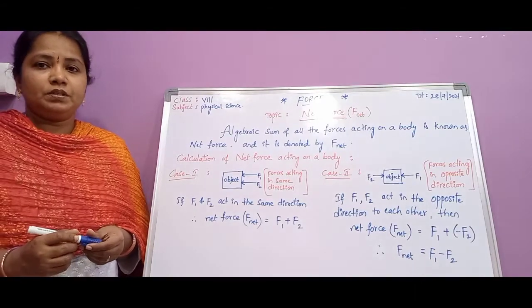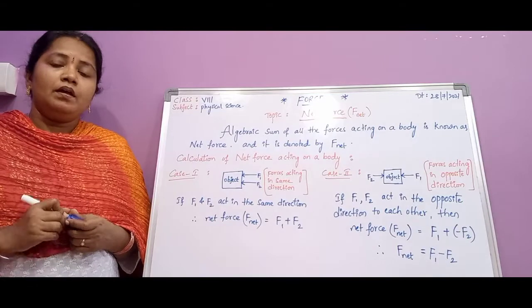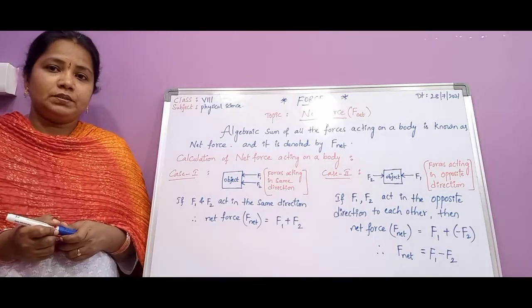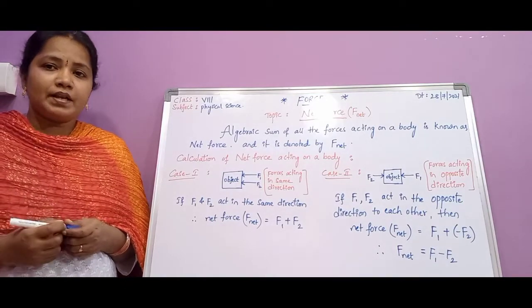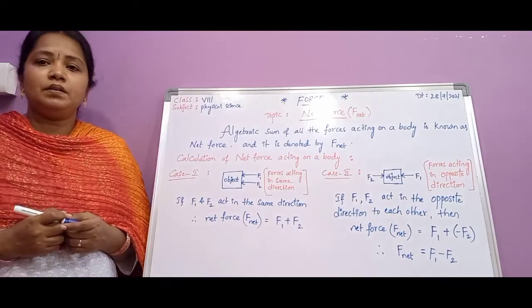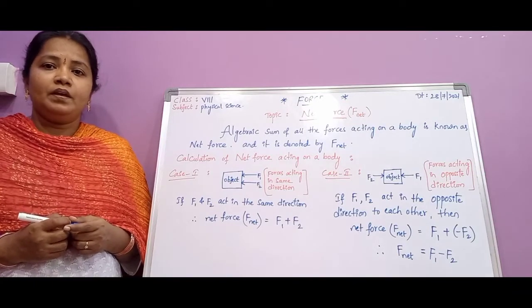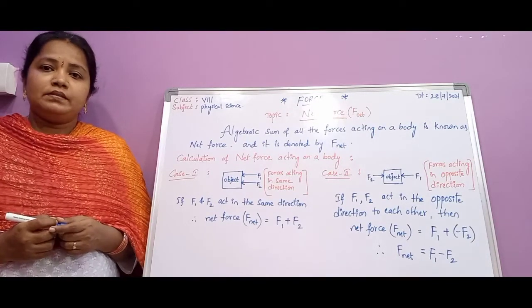acting on an object. We already know that at an instant, means at a particular time, various kinds of forces will be acting on the object. Different types of forces will be acting in different directions. So we need to calculate the sum of all the forces acting on the body, the total amount of force acting on the body. That can be called net force.